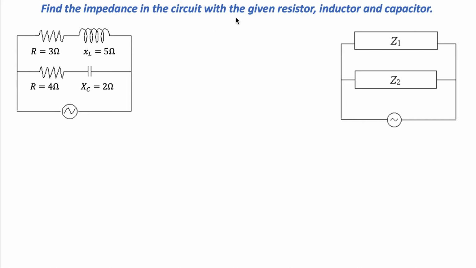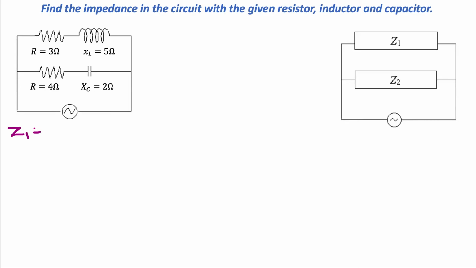Circuit with a given resistor, inductor, and capacitor. So let's try it here. What we have here in the first line is a resistor and an inductor in series. In the second one, a resistor and capacitor are in series. So let's go first with the impedance in the first line.